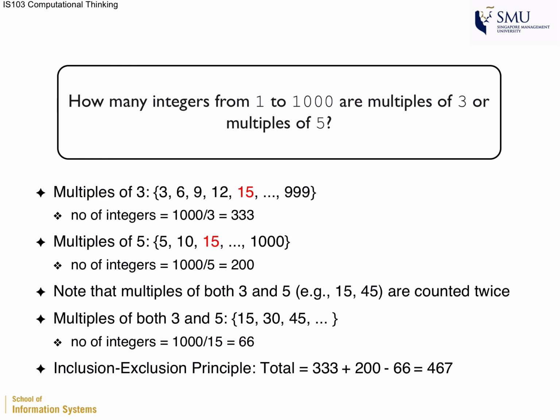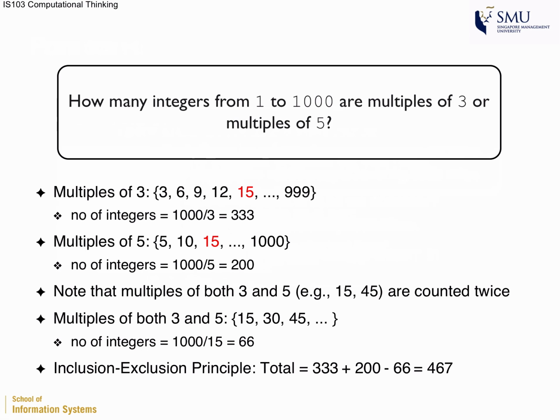Now if you're looking at multiples of 3 or multiples of 5, then we can sum the numbers, right? This is an application of the sum rule. So you will have 333 plus 200. Now, this, however, is going to lead to double counting, because there are, in fact, some numbers that are multiples of both 3 and 5. So in this case, 15, 30, 45. Like you can see here, you have 15 in the list of multiples of 3. You have 15 again in the list of multiples of 5. So 15 is counted within this 200. It is also counted within this 333. So when we sum them together, effectively we are counting 15 twice.